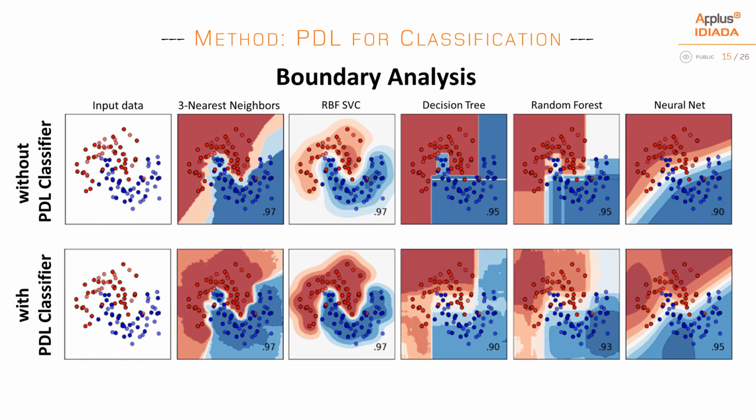Pairwise Difference Learning is model agnostic, meaning it's compatible with any baseline ML model. Let's take the example of the Moons dataset. While a 3 nearest neighbors algorithm typically predicts discrete probabilities, the PDL classifier applied on top of KNN can produce a smoother boundary between the two moons. The same applies to other baseline models. PDL learns more fine-grained patterns.